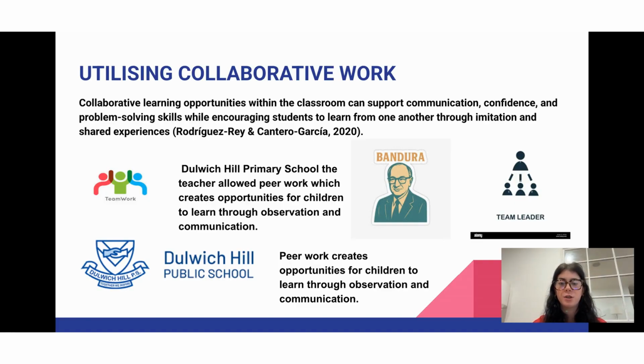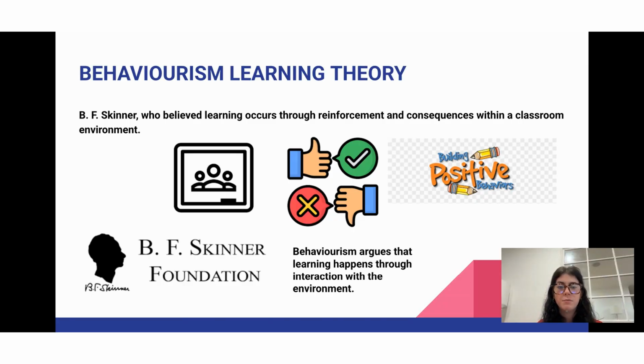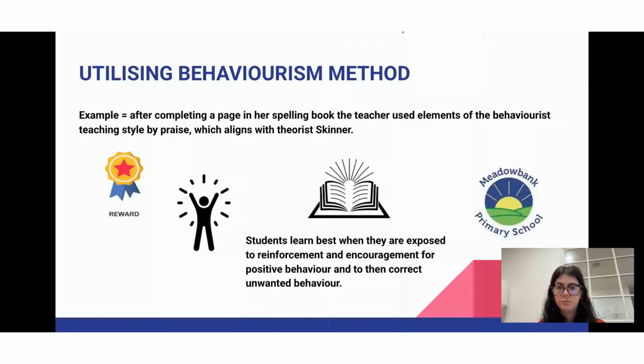Albert Bandura's social learning theory explains that children learn behaviors, language, and new skills by observing and imitating those around them. The behaviourism learning theory is linked to B.F. Skinner, who believed learning occurs through reinforcement and consequences within a classroom environment. Teachers may use praise, rewards, or positive reinforcement to encourage appropriate behaviors and support student learning.